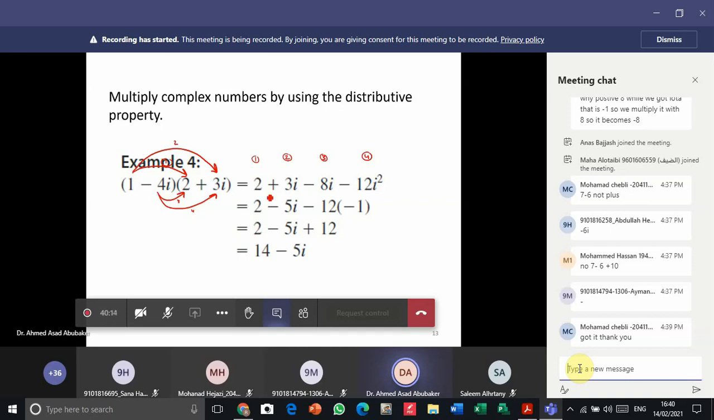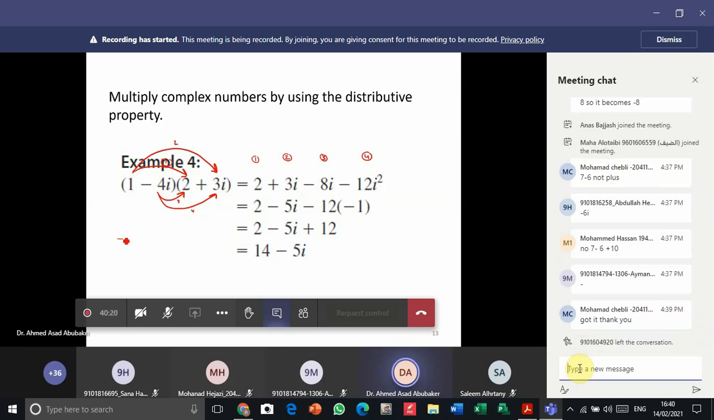1 multiply 2, 2. 1 multiply 3i, 3i. Negative 4i multiply by 2, so we have negative 8i. Why? Because negative 4 multiply 2 is negative 8, and put the i as it is.